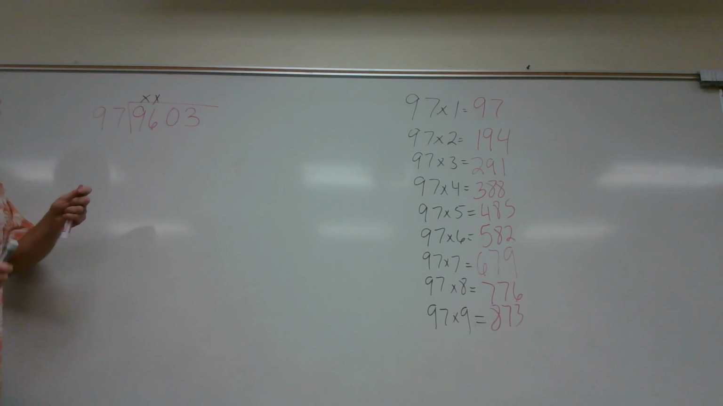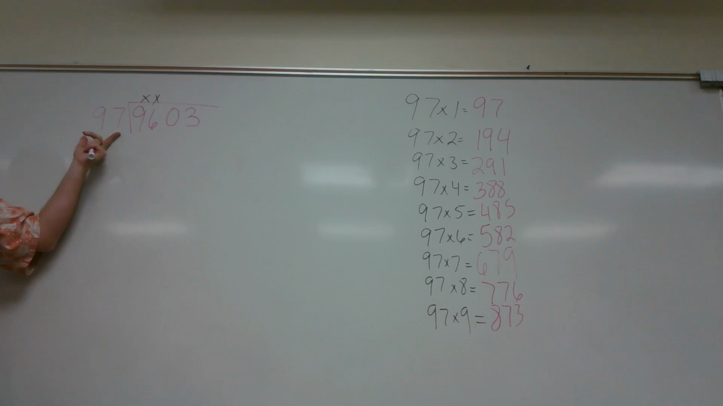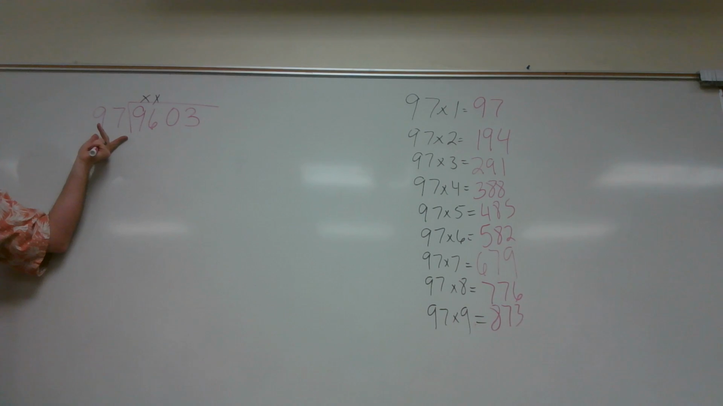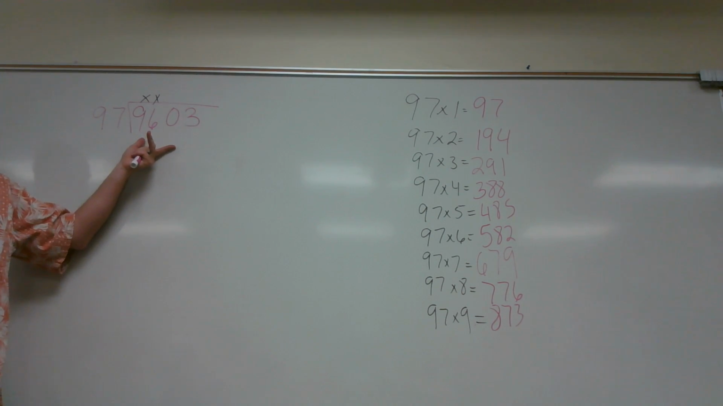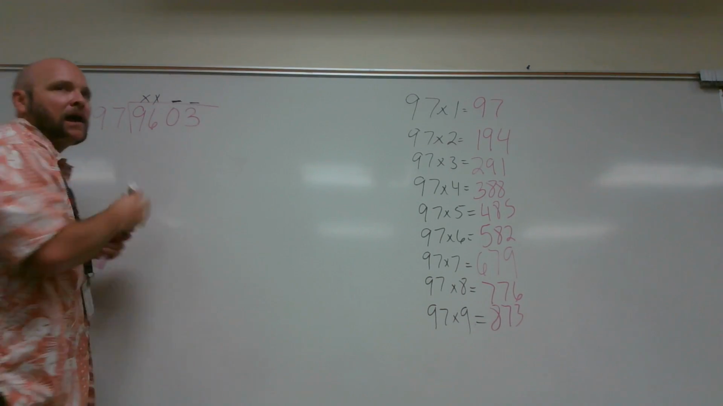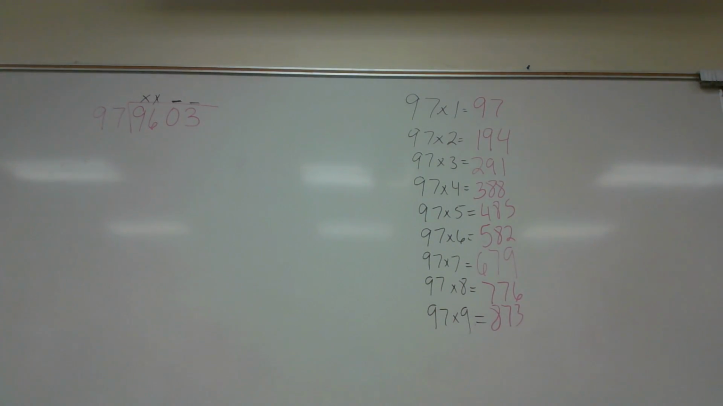Now, Oscar, is 960 equal to or greater than 97? 960 is greater than 97, correct? That means 97 can go into 960. That means I'm going to have a 2-digit answer. I need to have a number in the tens place, and I need to have a number in the ones place.